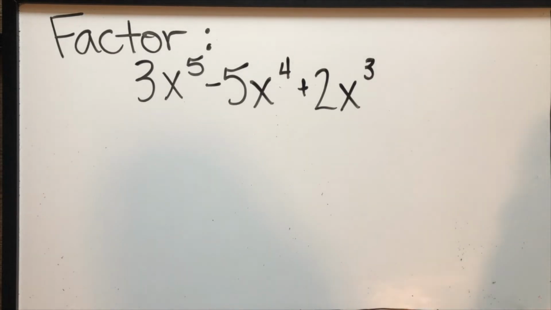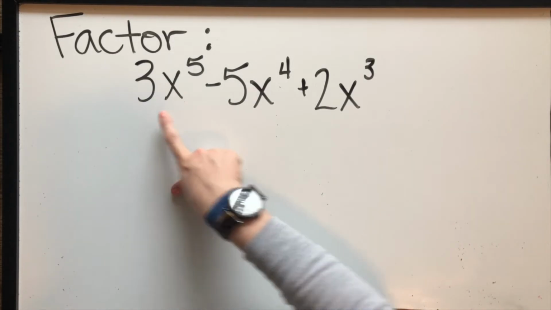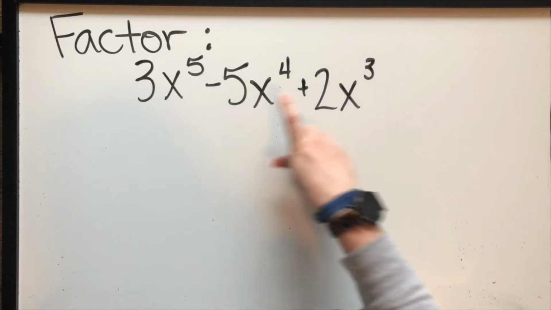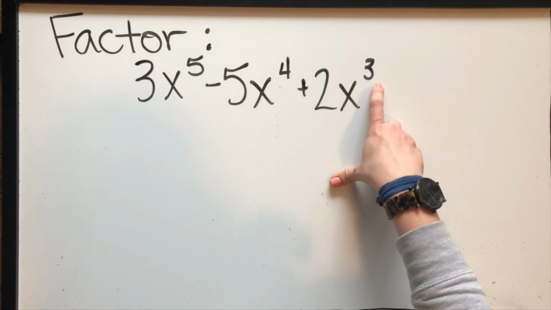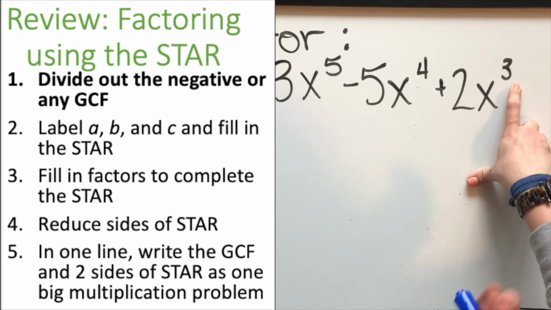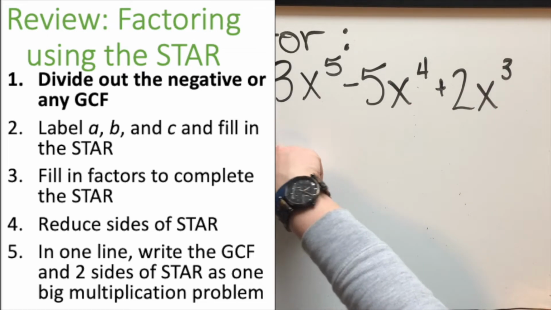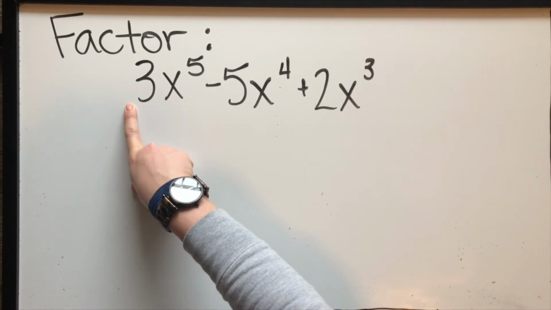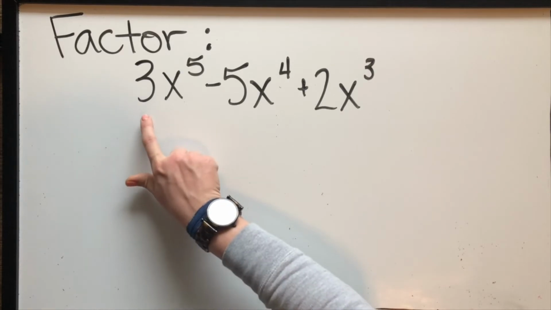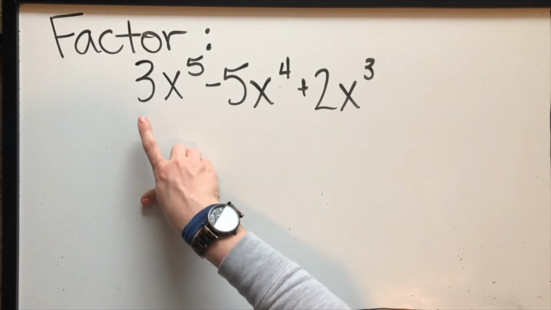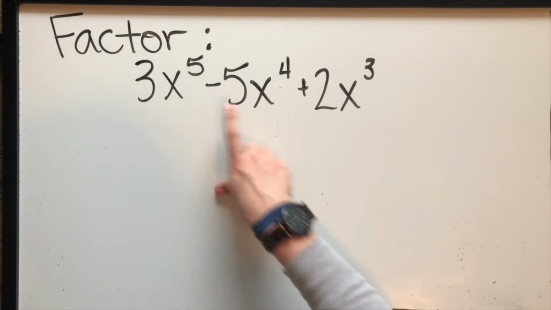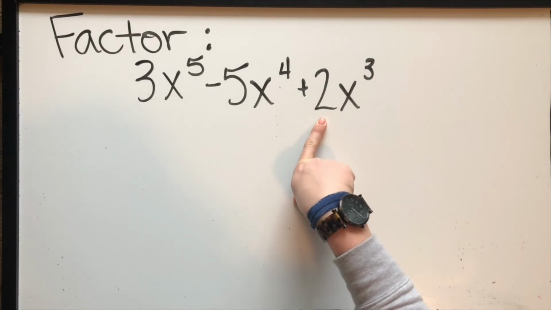All right, for our second example on day 6, we have the trinomial 3x to the 5th minus 5x to the 4th plus 2x to the 3rd. So again, step number 1, if a was negative, I would have to divide out a negative, but it's not. So now I just need to look, do all the terms have something in common? So can I divide 3, 5, and 2 by any number other than 1?